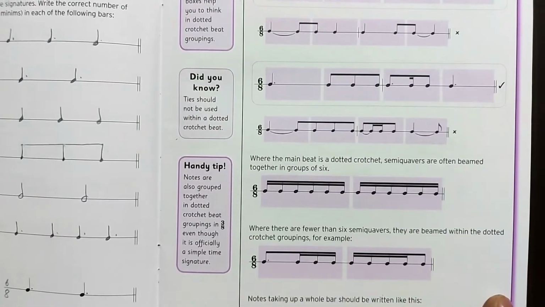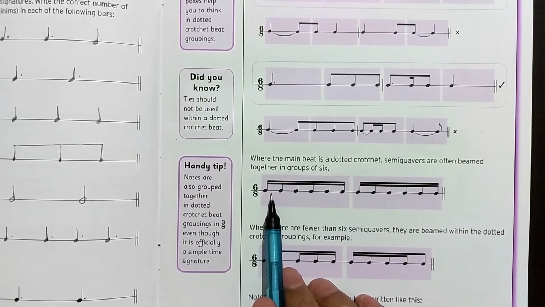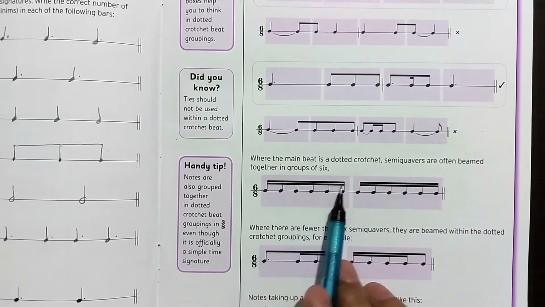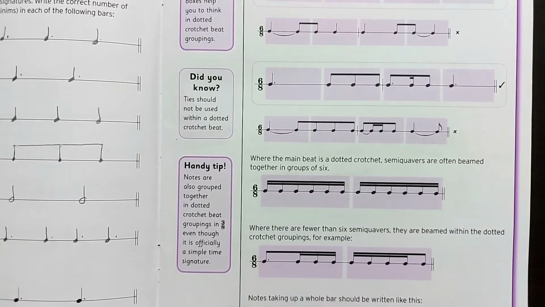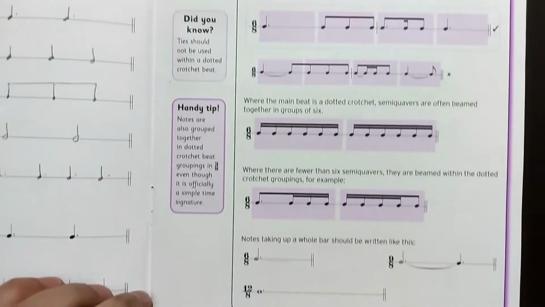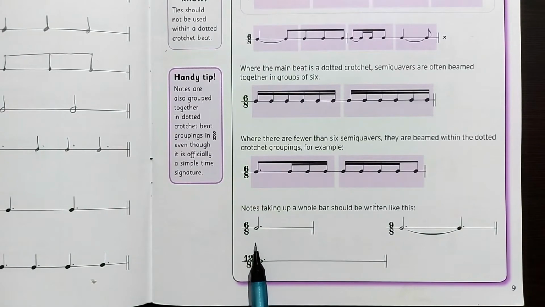So this is how they have shown the other groupings you can do in 6/8. As you move further, you can see semi-quavers beamed together. Semi-quavers can be beamed together like this in the 6/8 time signature. And they're showing different groupings of quavers beamed together in 6/8. If you go further, they are showing how you can write a whole bar. If your whole bar is empty and you're going to put one note, then you can put this note in 6/8, 12/8 and 9/8.